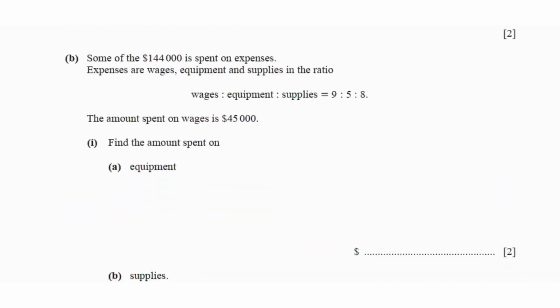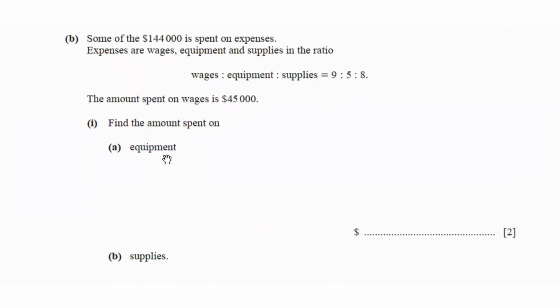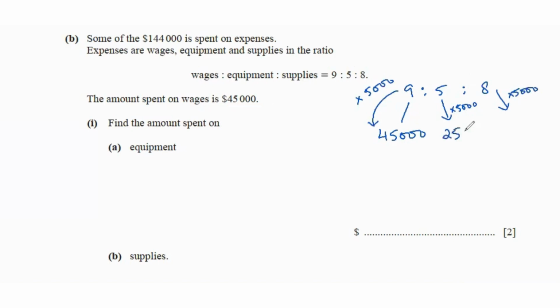In part B, it says some of the $144,000 is spent on expenses. Expenses are wages, equipment, and supplies in the ratio 9:5:8. The amount spent on wages is $45,000. Find the amount spent on equipment and supplies. So we have 9:5:8. On wages, we are spending 45,000. So to turn 9 into 45,000, you have to multiply that by 5,000, which means we multiply 5,000 with all of these numbers. So for equipment, we get 25,000. And for supplies, we get 40,000. So equipment is this, and supplies is this.